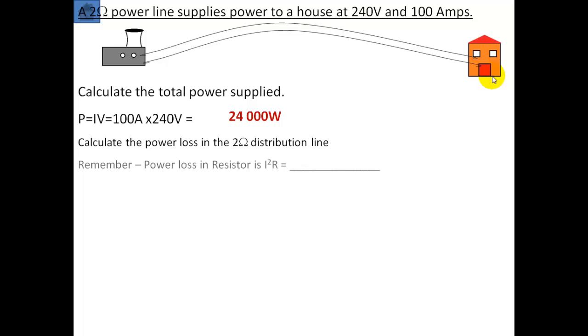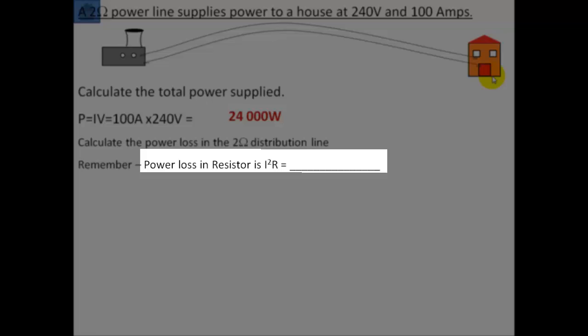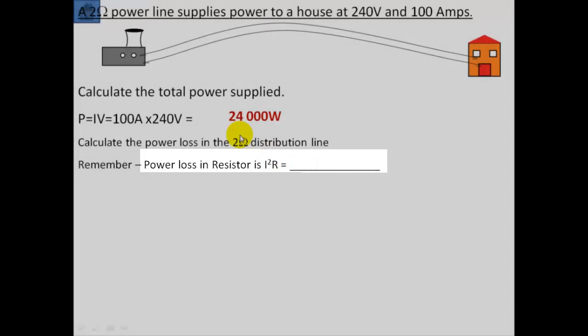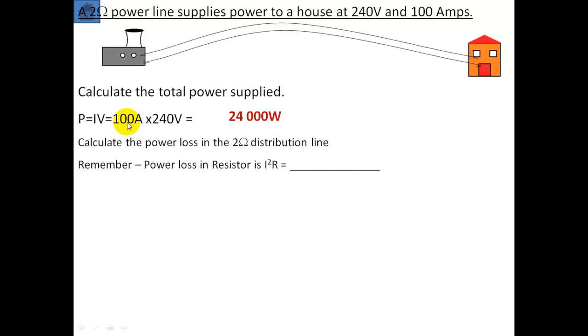We have to calculate the power loss in the 2-ohm distribution line. Remember that the power loss is equal to I squared R. I is equal to 100, square it, times by R, which is 2, gives us a value of 20,000 watts. It means that of the 24,000 watts that the power station is supplying, 20,000 watts are lost in heating up the cable as the current passes from the power station to the house. This is not good.